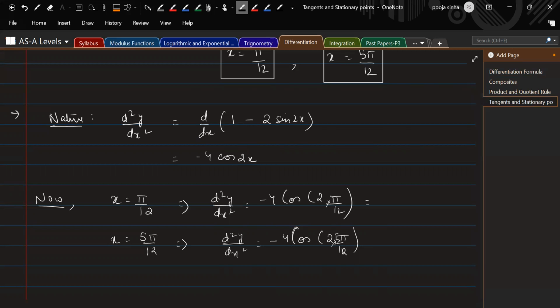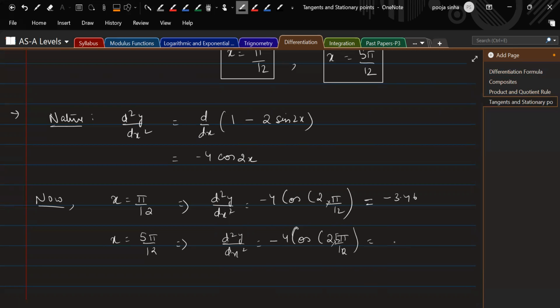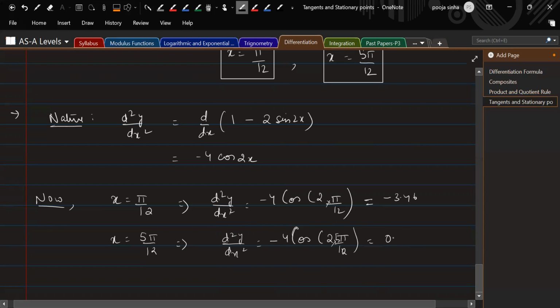One is minus 3.46, minus 4, minus 3.46. And this is what? 3.46. So this is maxima, 3.46. So the maxima and minima are done.